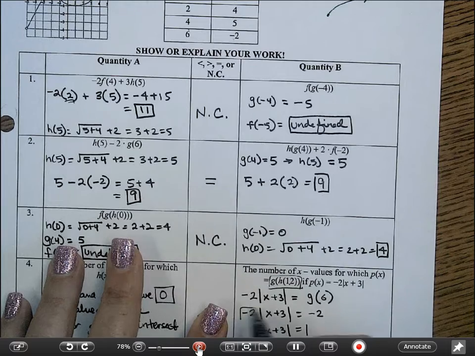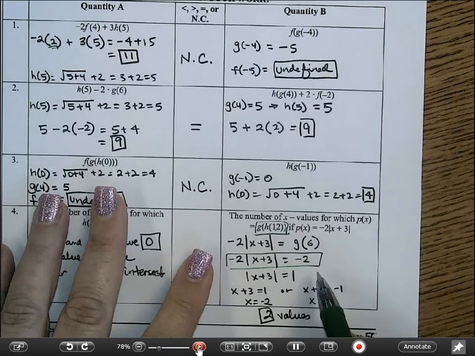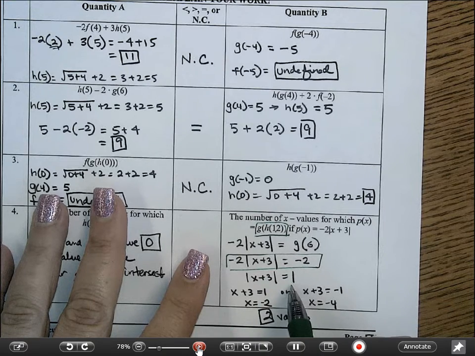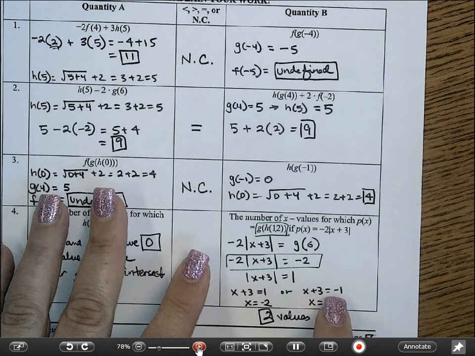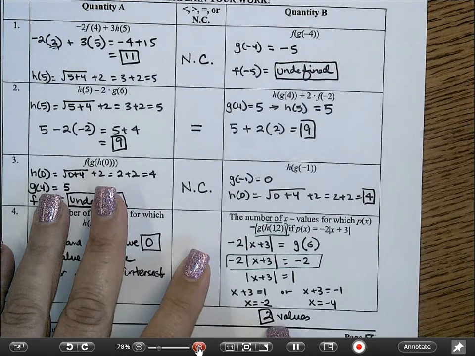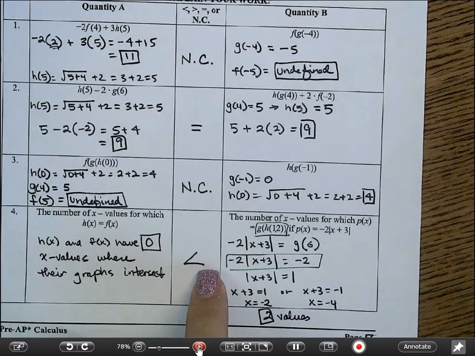So we are setting this p function equal to negative 2. Now we're going to divide by negative 2. We get 1. You break it up into 2 equations, and not that I want the value of negative 2 or negative 4, I want the number of x values. So there are 2 answers. So there are 0 answers and 2 answers, so 0 is less than those.